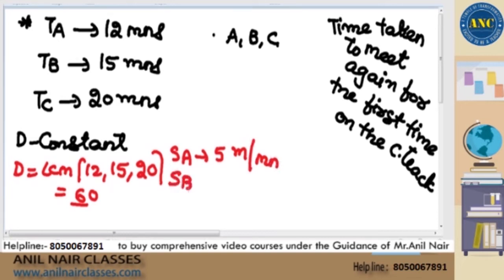SB will become, Gautam, I did not discuss your doubt. I am going to discuss after this. 4 meters per minute. SC will become 3 meters per minute. The time taken to meet again for the first time on the track.